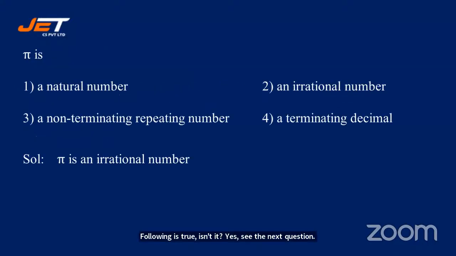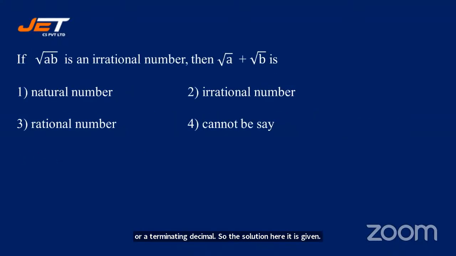What is pi? Is it a natural number, an irrational number, a non-terminating repeating number, or a terminating decimal? All right. So the solution here it is given. It is an irrational number. All right. See the next question.